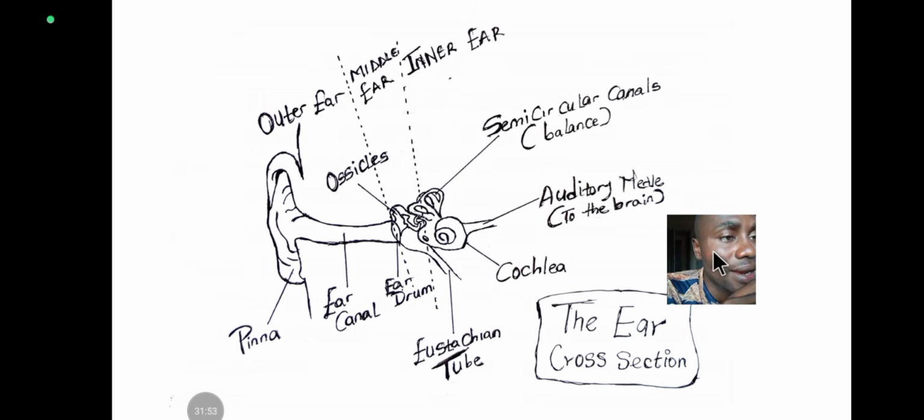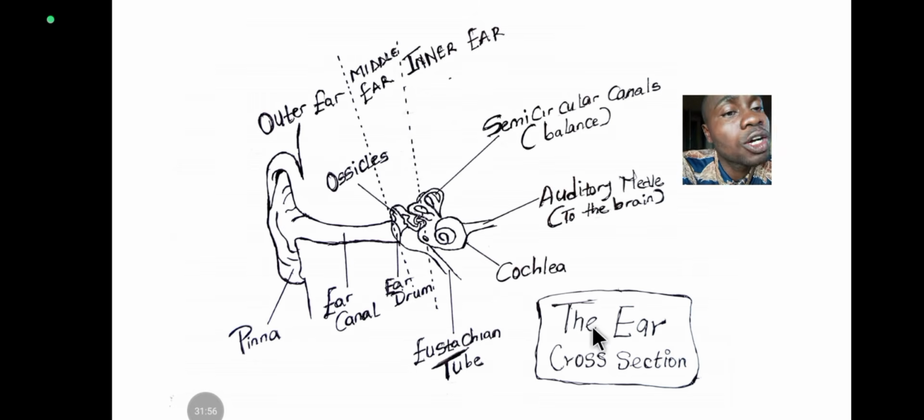Let's look at the diagram of the ear. This one is the diagram of the ear, the cross section of the ear. This place is your external ear. The one you can see outside is your external ear. The external ear terminates at the eardrum, or tympanic membrane. It can be called eardrum or tympanic membrane.